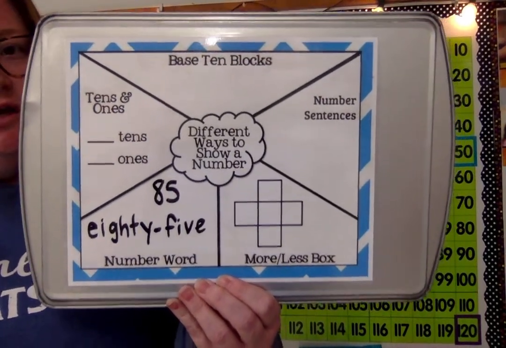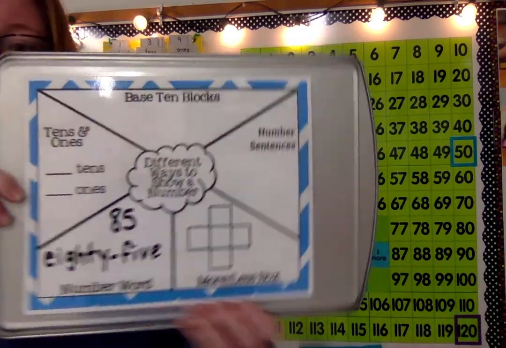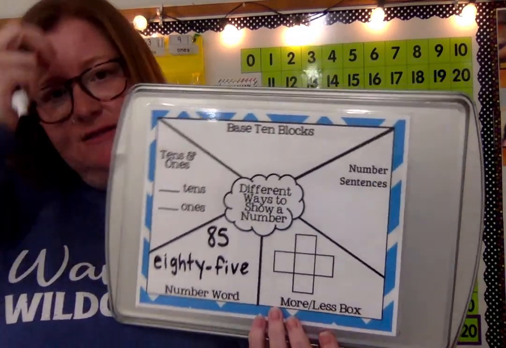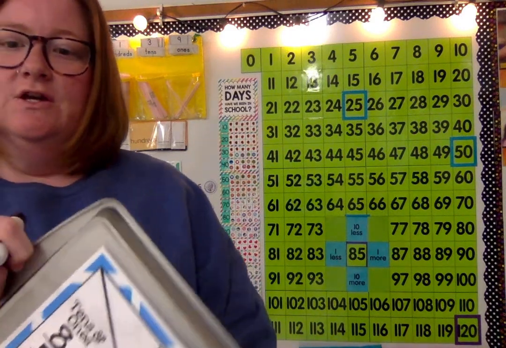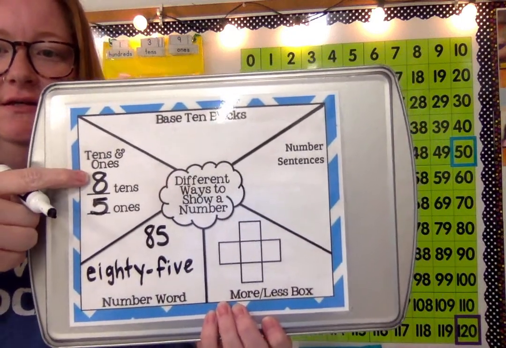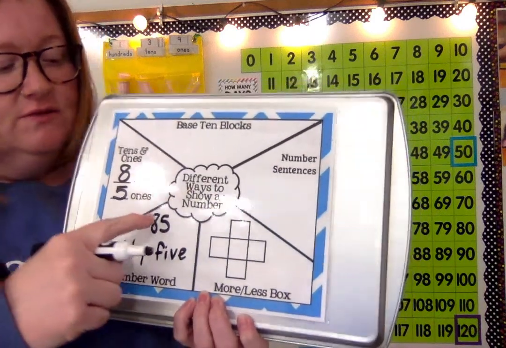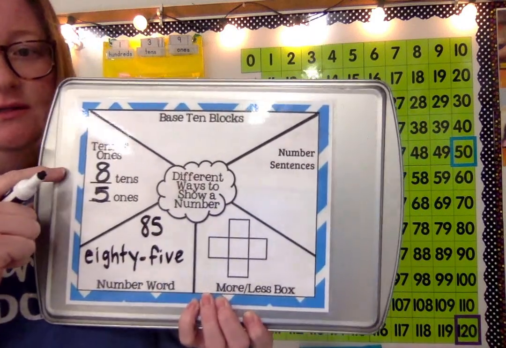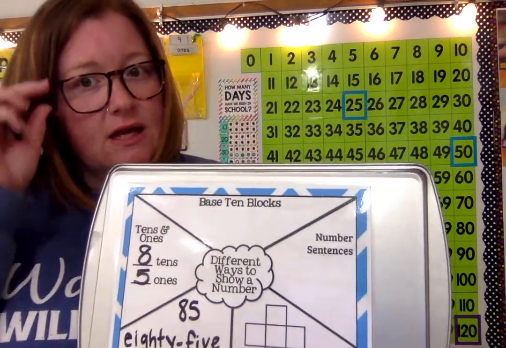2-digit numbers. We know what their place value tells us. One of them tells us the tens. One tells us the ones. How many tens and how many ones are in that number? 85. Did you say there were 8 tens and 5 ones? 8 is that first number. Tens then ones. So what does that look like if I want to show it with base 10 blocks?